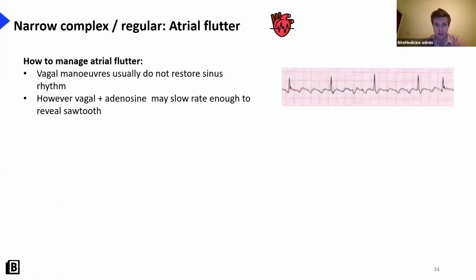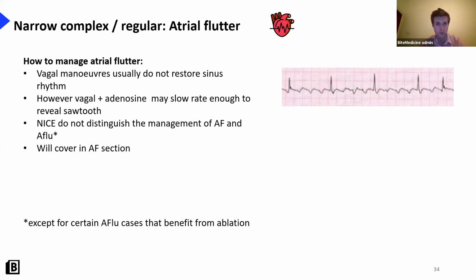So that is flutter. Now, how to manage it? I'm not going to cover that right away because it's very, very similar to atrial fibrillation. In fact, I think there's only one area of the NICE CKS guidelines where it differs from fib to flutter, so we'll cover that slightly later on. But in terms of atrial flutter in the acute setting, do your vagal maneuvers and your adenosine, but it may not work. What it might do is slow the rate down just enough that it reveals that sawtooth pattern that gives you your diagnosis. As I said, we'll cover management later on.